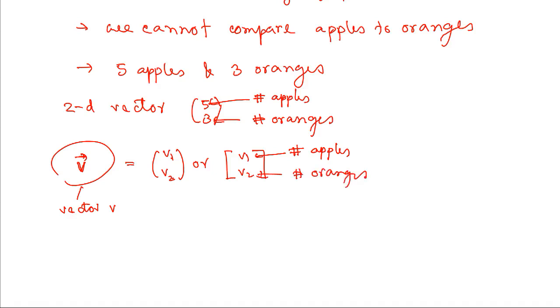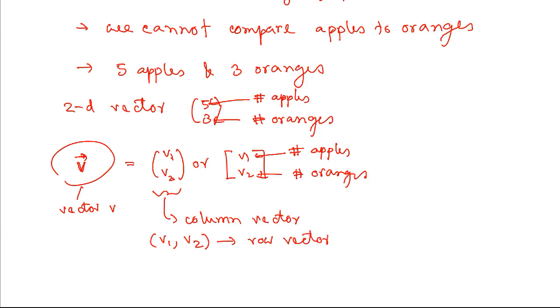Okay. So now some people like to call it, because it's in the form of a column, column vector form. Or sometimes some people like to write it in this way. It's easier to write. It's called row vector form. So now let's talk about how to do some operations like addition and subtraction or multiplication with these vectors.